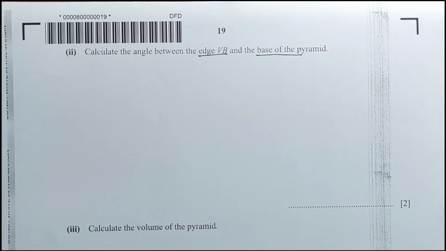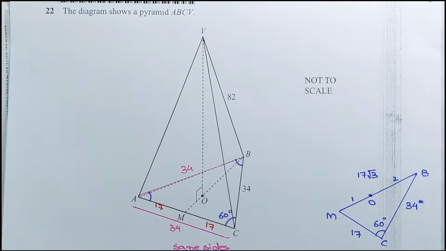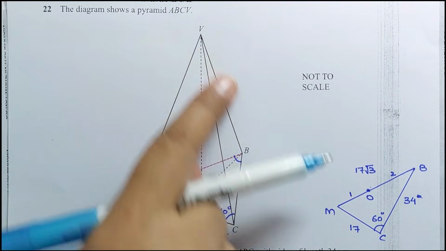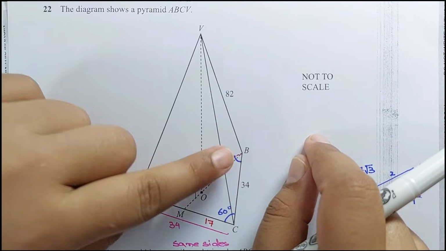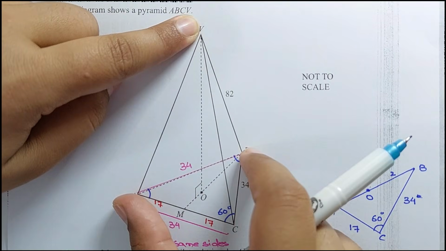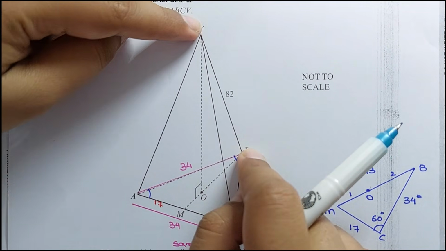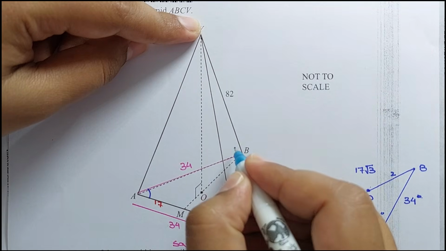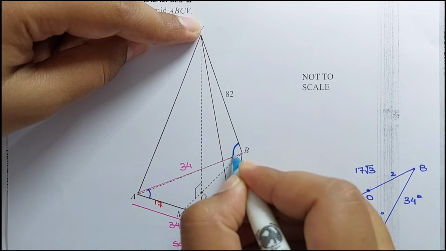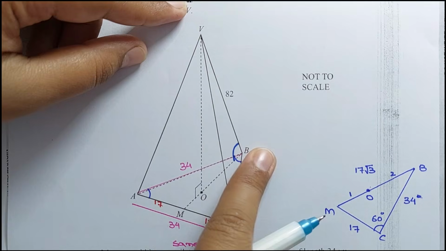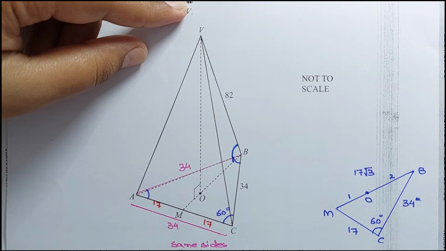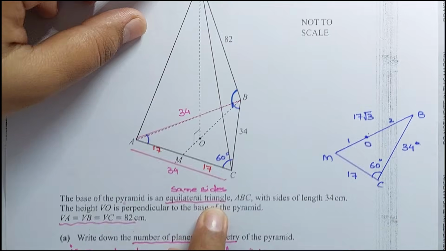Now for the second part, calculate the angle between the edge VB and the base of the pyramid. Let me show you the edge, VB, and the base. As we know, the base of the pyramid is ABC, and this is the edge VB. This is the edge, and that is the base. So this angle we need to measure, VBO. VO is vertical, right?